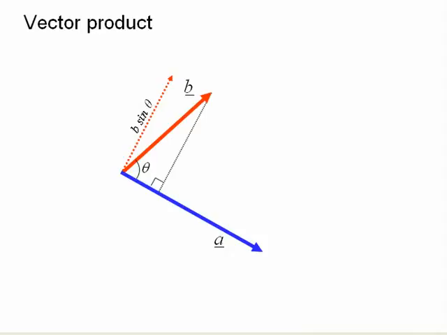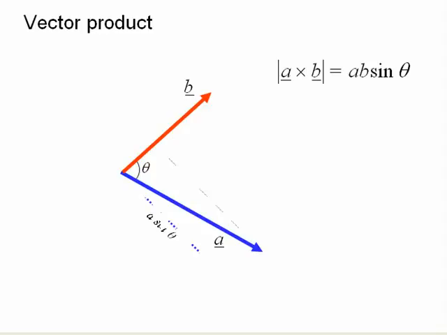Well, B sine theta is the component of B which is perpendicular to the direction of A. So the magnitude of A cross B is equal to the magnitude of A times the magnitude of the component of B, which is perpendicular to the direction of A. Alternatively, it may be considered as the magnitude of B times the magnitude of the component of A, which is perpendicular to the direction of B.